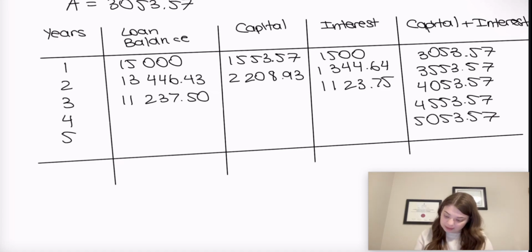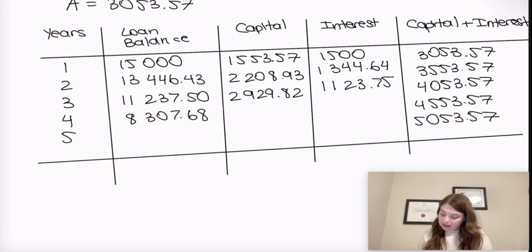Okay, so therefore the capital we paid off in this one was $2,929.82. And we're going to subtract that from our overall loan balance to figure out how much loan we still owe in year four. So let's do that. Okay, so therefore we now only owe $8,307.68. And how much interest do we pay that year? Well, we're going to multiply by 10% or 0.1 and see that we owe $830.77 of interest. But the rest of our payment, which is over $4,000, can go to principal, right?